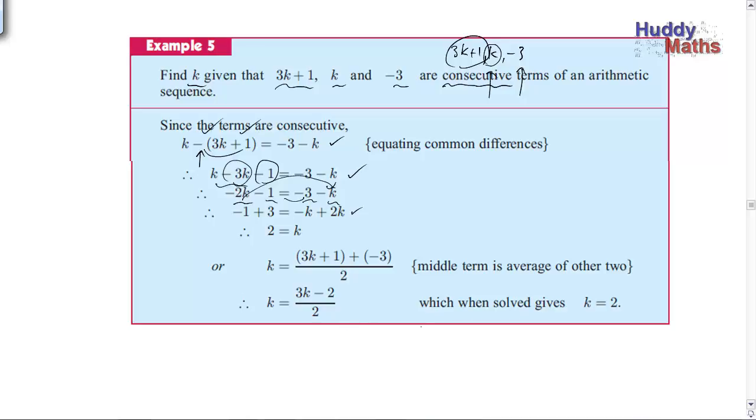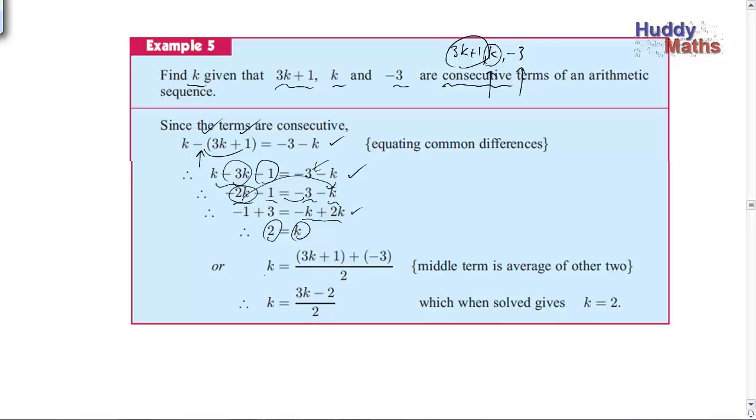Do the opposite operation. Adding 3 will remove the neg 3 from that side, and here adding 2k would remove it from that side. You have to do the same to both sides, so here it is here. Hope you remember that stuff with equations. So neg 1 plus 3 is 2, and neg k plus 2k is k. So k is 2, so that's probably the best way of doing it.